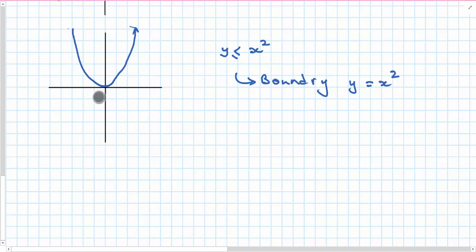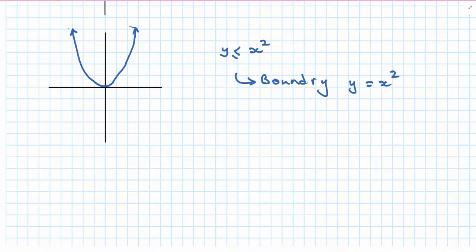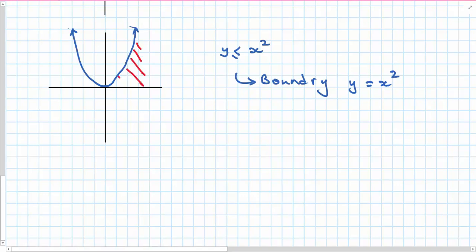So here's my y equals x squared. Now I'm looking for y values less than this curve. Less than implies below. So I am looking at y values that sit below the curve. Let's look at another example.